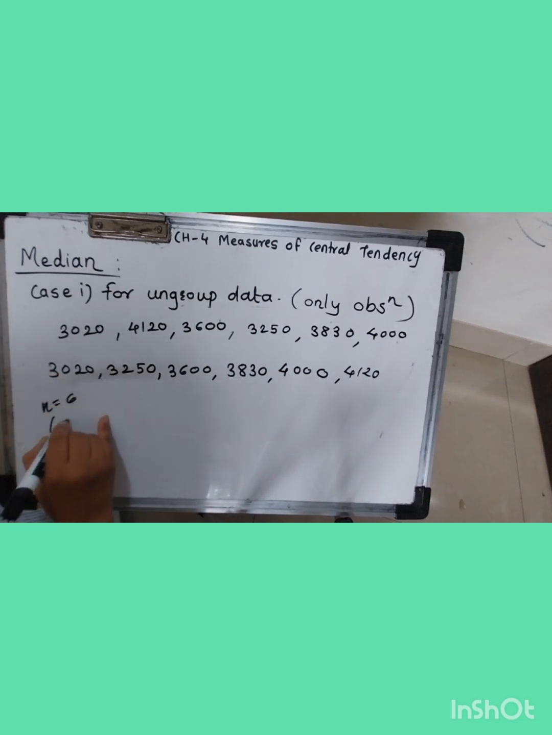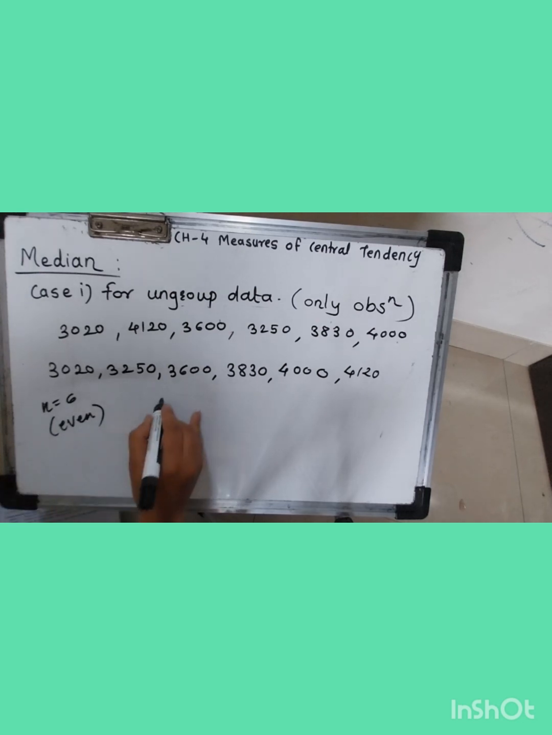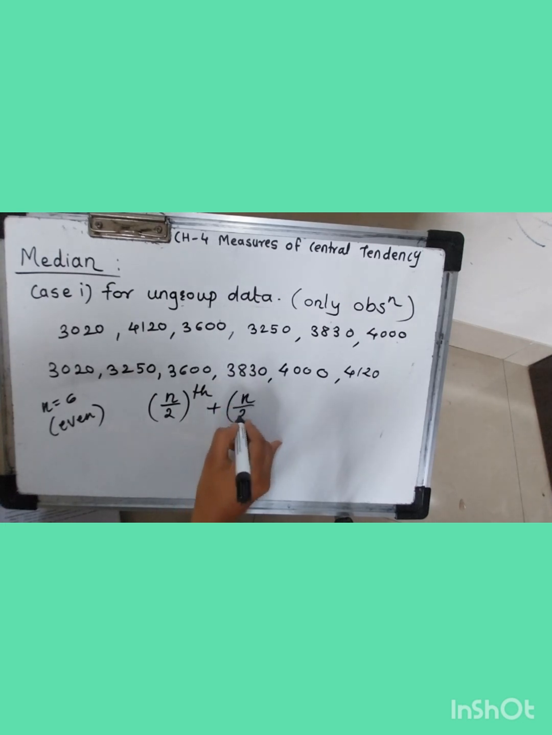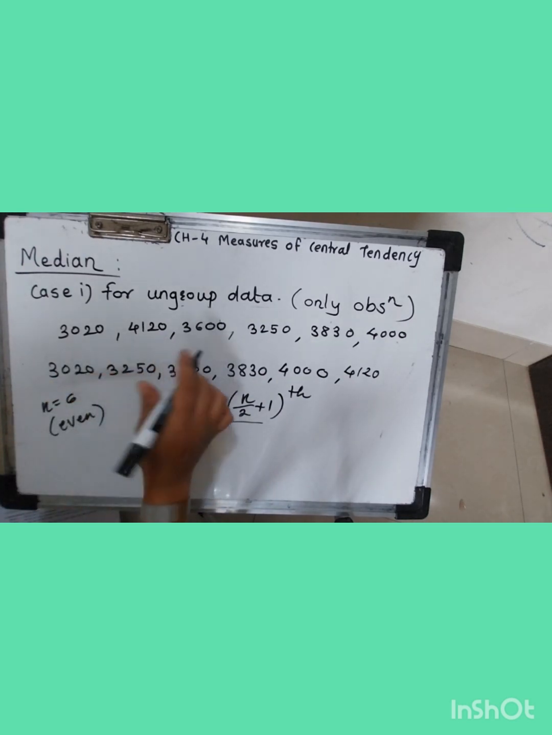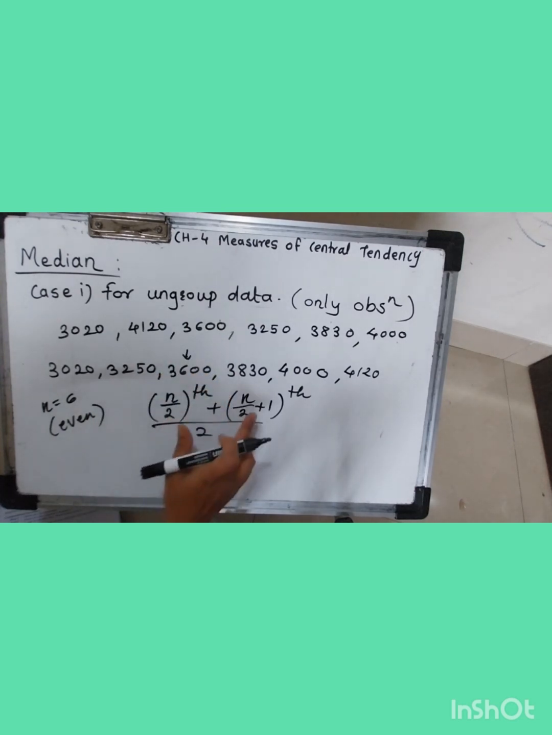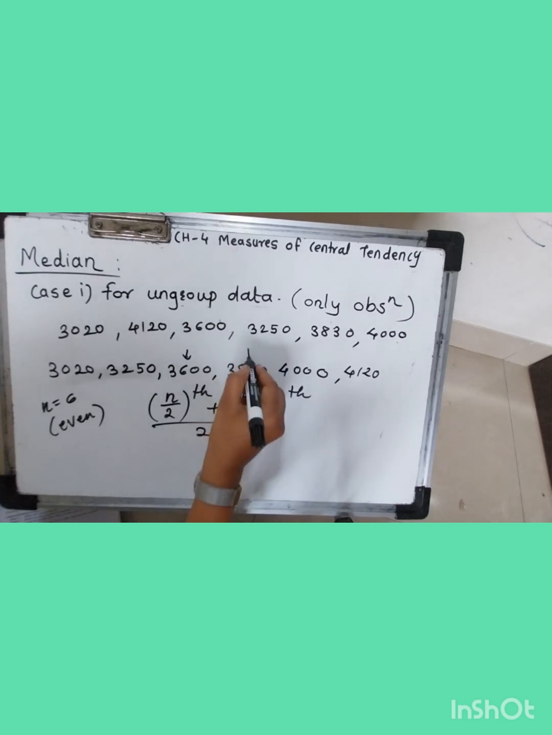6 is the even number. For an even number, the formula is the (n by 2)th observation plus the (n by 2 plus 1)th observation, divided by 2. So n is 6. Okay, 6 by 2 is 3. 1, 2, 3, this observation. Then 3 plus 1 is 4, the 4th observation.